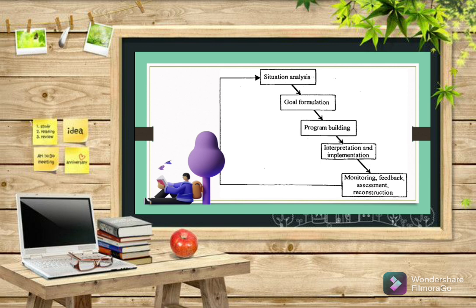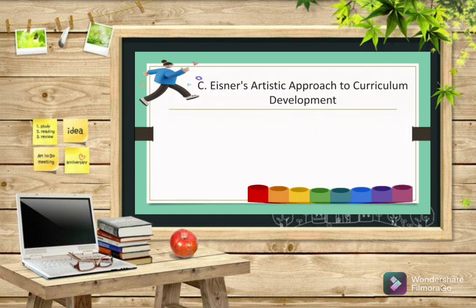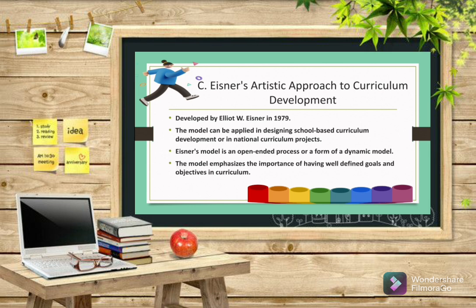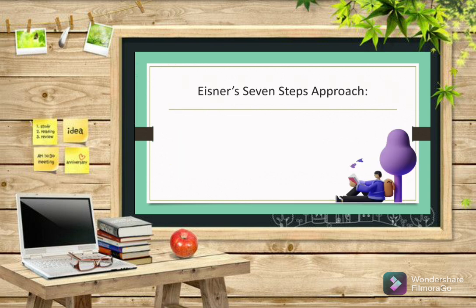The next model is Eisner's artistic approach to curriculum development, developed by Elliot Eisner in 1979. The model can be applied in designing school-based curriculum development or in national curriculum projects. Eisner's model is an open-ended process or a form of a dynamic model. The model emphasizes the importance of having well-defined goals and objectives in curriculum. Eisner developed a seven-step approach.